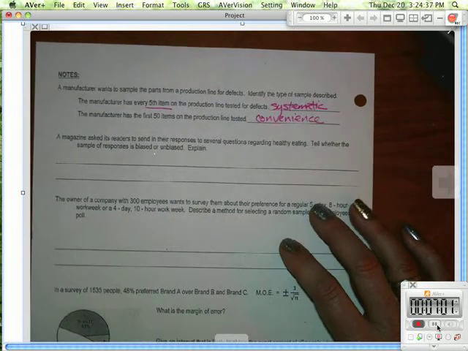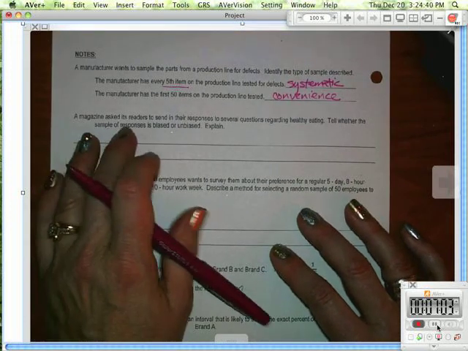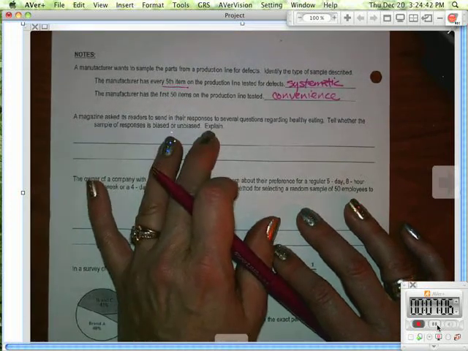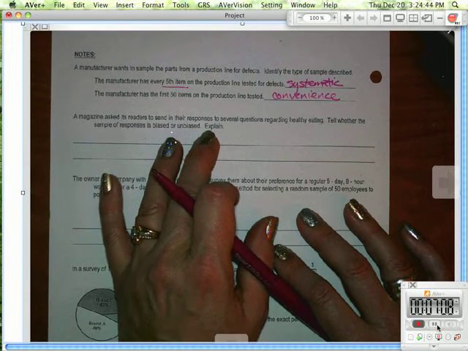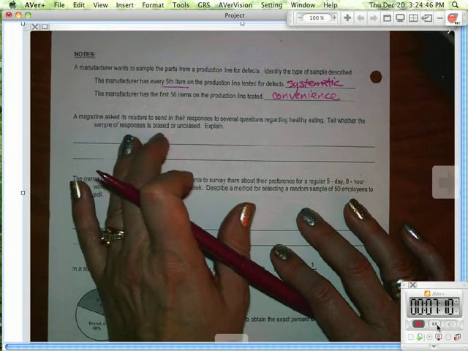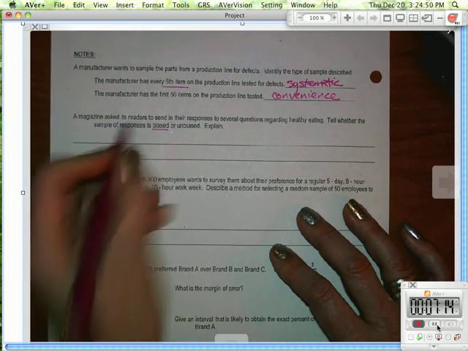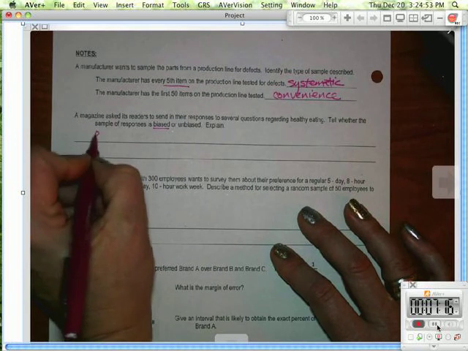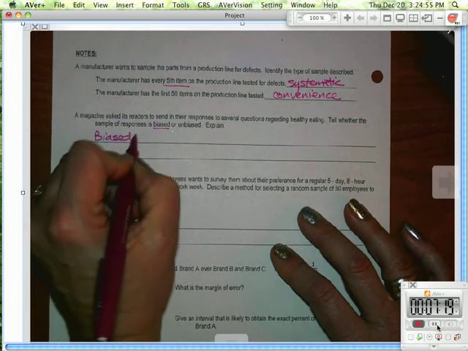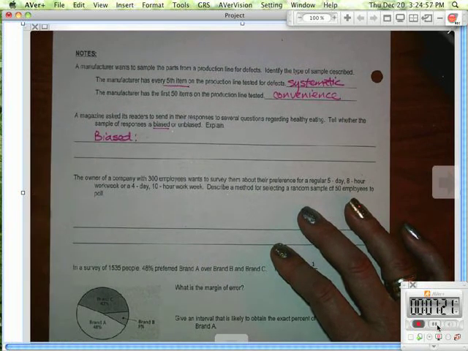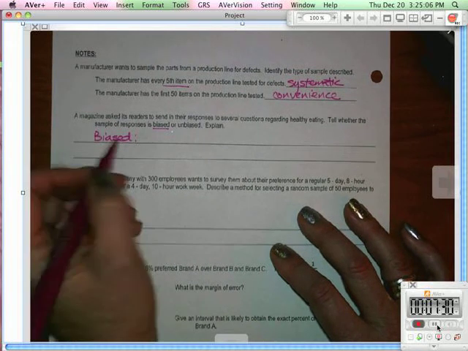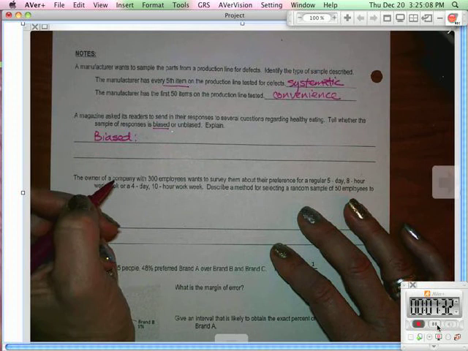All right. A magazine asks its readers to send in their responses to several questions regarding healthy eating. Tell whether the sample of responses is biased or unbiased. Well, to me, this would be biased because only the people that have really strong opinions about it are going to take their time to answer the questions, put their responses in an envelope with a stamp on it, and mail it in. So it's a biased sampling.